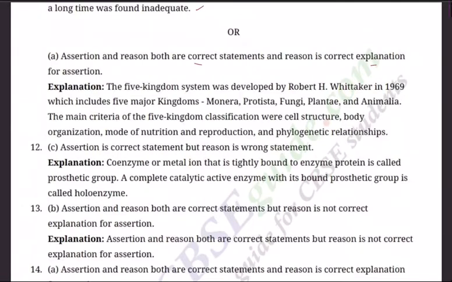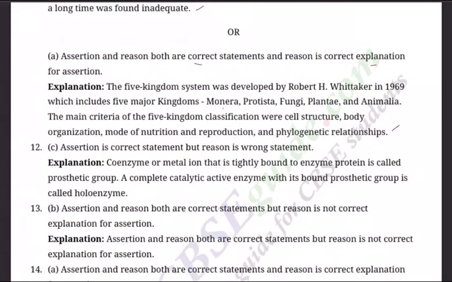The five kingdom system was developed by Robert Whittaker in 1969, which includes five major kingdoms: Monera, Protista, Fungi, Plantae, and Animalia. The main criteria of the five kingdom classification were cell structure, body organization, mode of nutrition, reproduction, and phylogenetic relations. So it is correct. Question number 12.